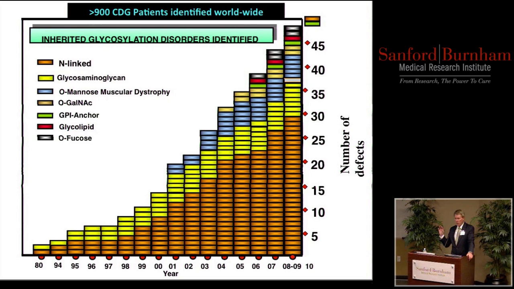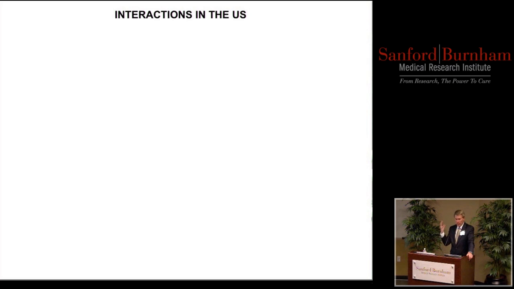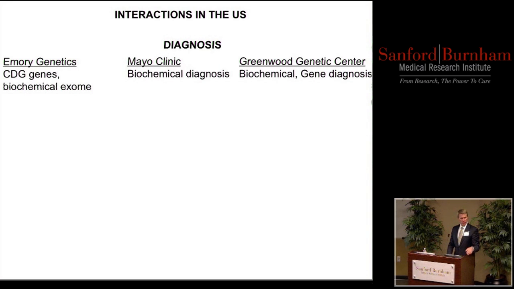And we know that 1 to 2% of the genome encodes proteins that are going to be relevant to glycosylation. Well, it turns out that if we're going to understand a lot of the patients that are now starting to come in, we have to have more interactions here in the U.S., and that can come in several different ways. One is in diagnosis of these patients, and of course a lot of that's awareness. And Emory Genetics is doing a clinically approved test for 25 known CDG genes.